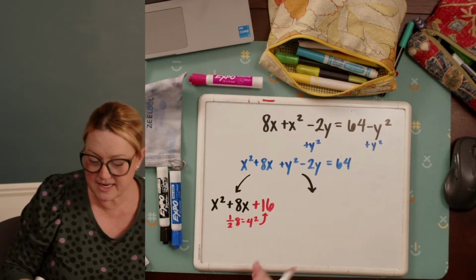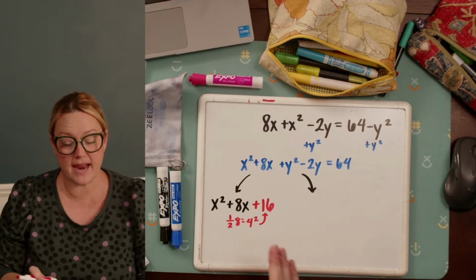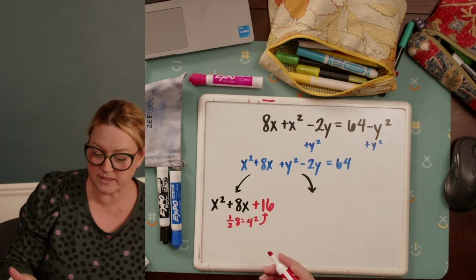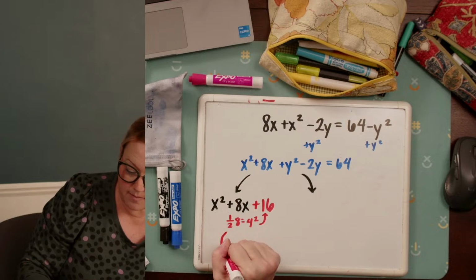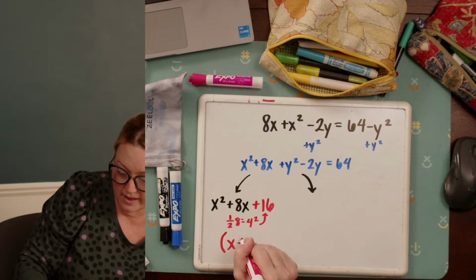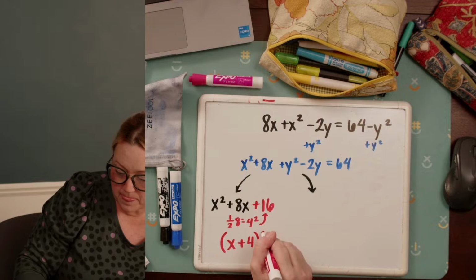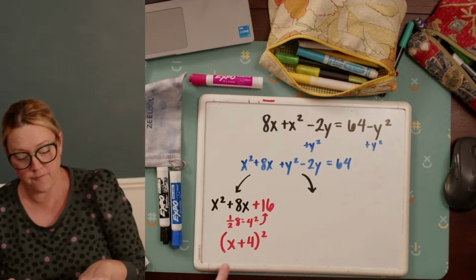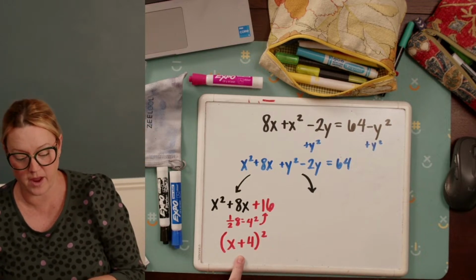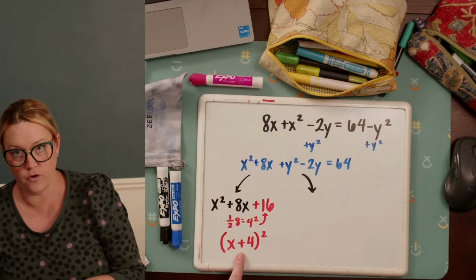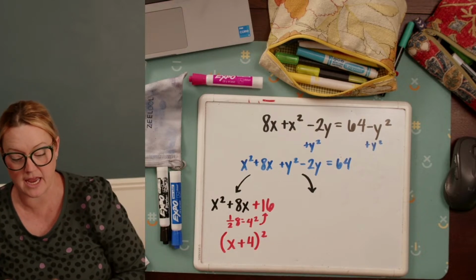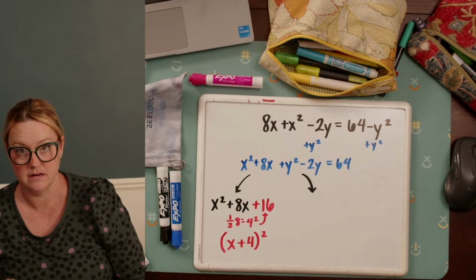So plus 16. The reason I want to do that is because then x squared plus 8x plus 16 is the same thing as the binomial x plus 4 squared. And if I FOIL this out, I would know that it's going to be x squared plus 4x plus 4x plus 16, which is x squared plus 8x plus 16. Okay?